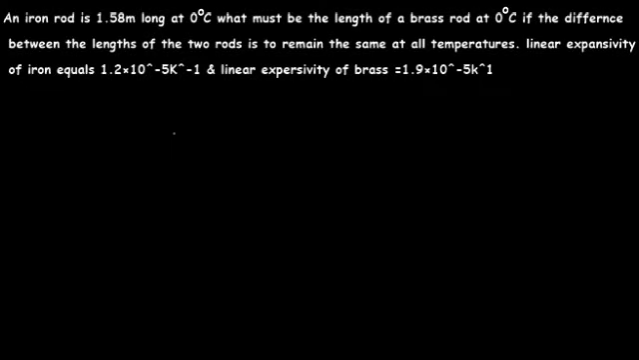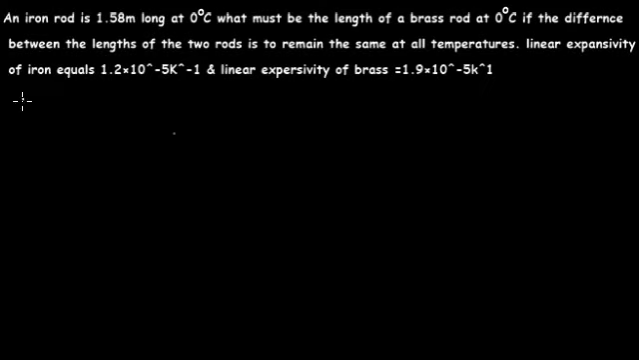An iron rod is 1.58 meter long at 0 degrees Celsius. What must be the length of a brass rod at 0 degrees Celsius if the difference between the lengths of the two rods is to remain the same at all temperature? Linear expansivity of iron is considered to be 1.2 times 10 raised to the power negative 5 per Kelvin, and linear expansivity of brass is equal to 1.9 times 10 to the power negative 5 per Kelvin. Pause the video and figure this question out.